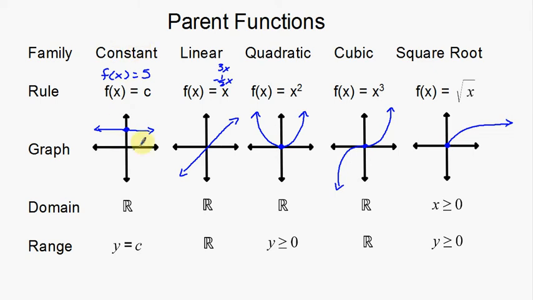So constants, this is what constants look like. Linear functions, this is what they look like. Quadratic functions look like parabolas, this bowl effect. Cubics look like snakes or S's, however you want to look at this. Square roots look like arcs going off to the right side. They don't increase as fast as your parabolas and your cubics, but they curve off to the right.